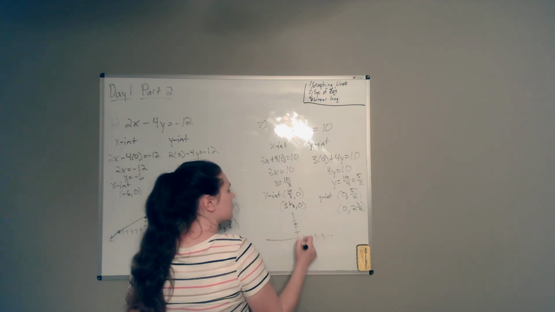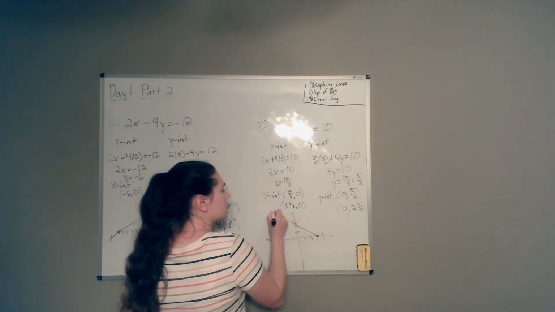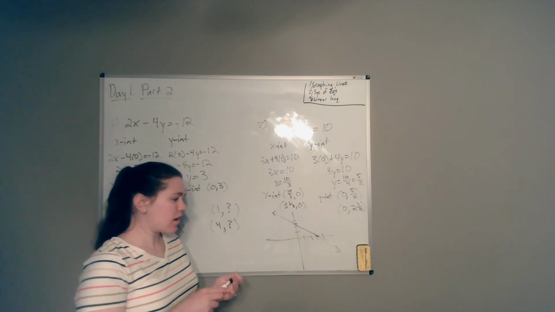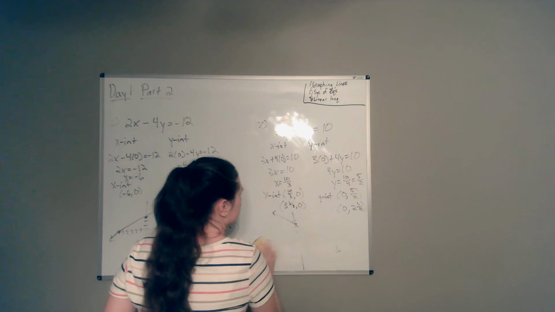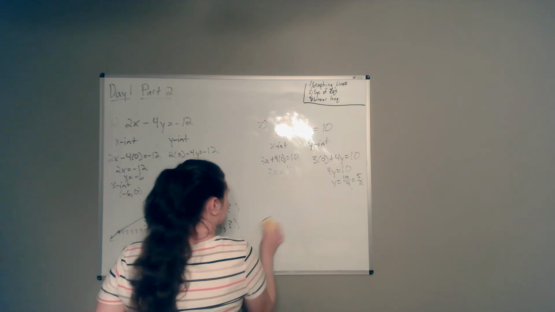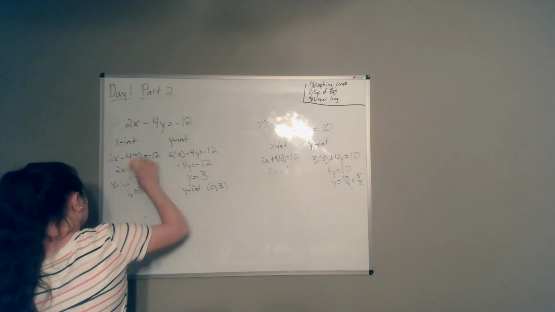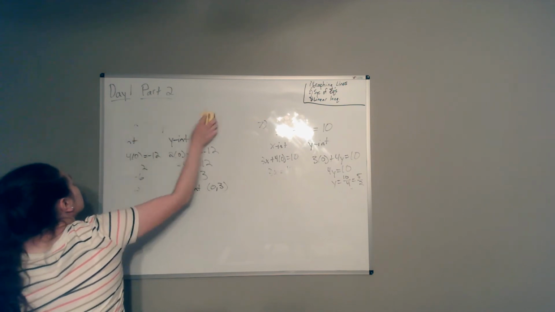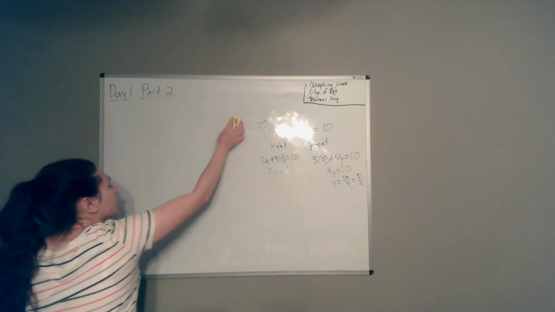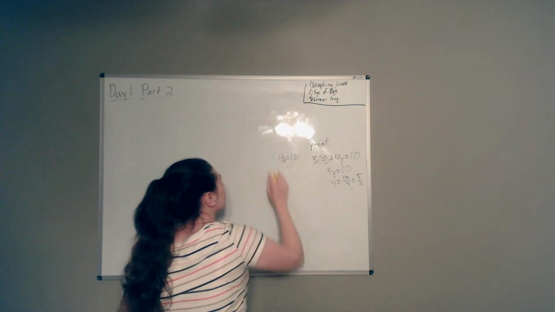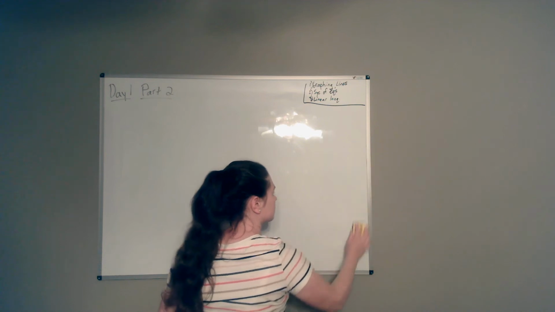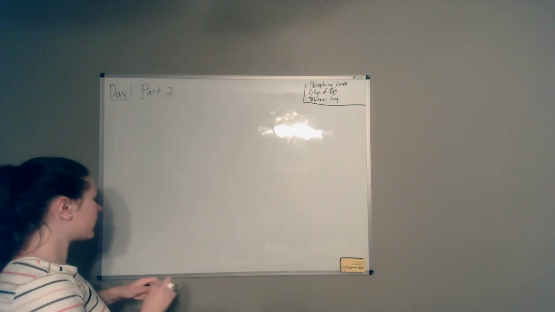So 2 1/2 and 3 1/3. And notice we've got a negative slope there. Okay, so that's graphing lines. And now we're going to move on to systems of equations. So, systems of equations.